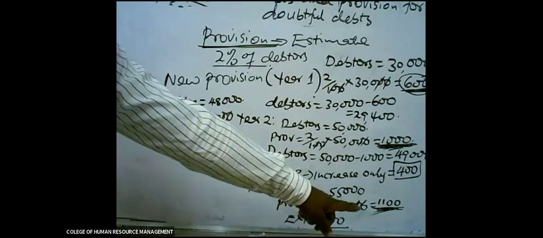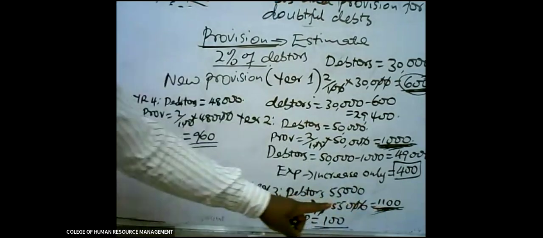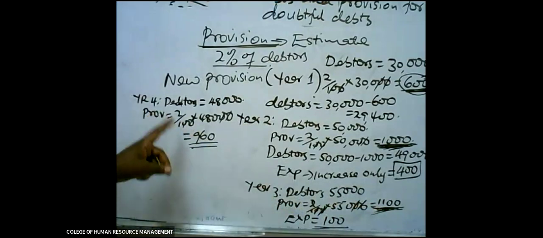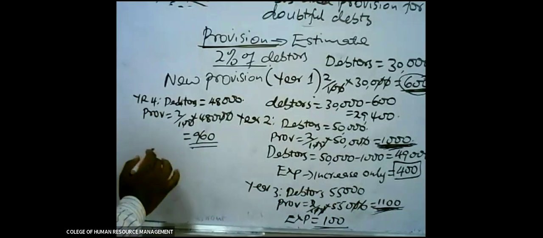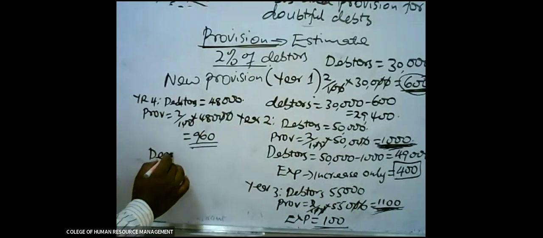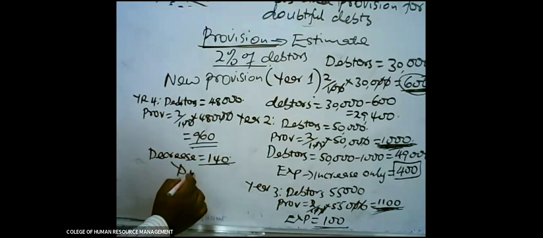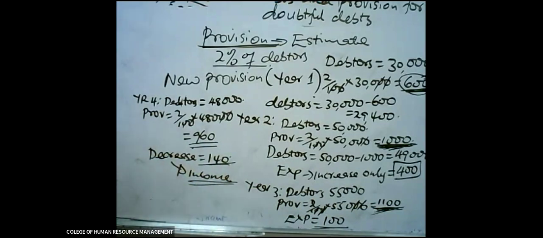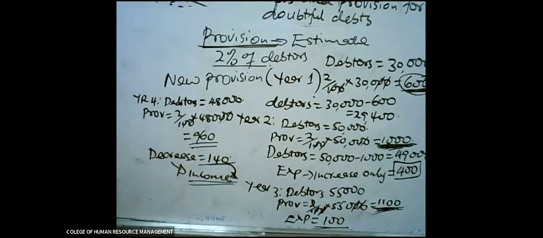Remember, in the previous period, it was 1,100. Year 3. Year 4, now it is 960. It has reduced by what? 140. Means a decrease of 140. This decrease, when it is a decrease, you now treat it as an income. The decrease only, which is 140, should be considered as a business income.